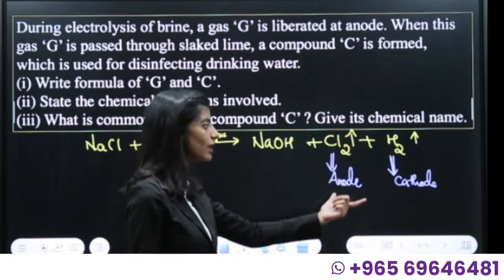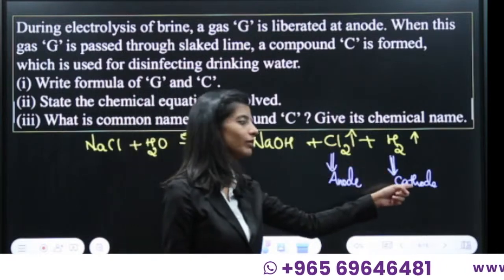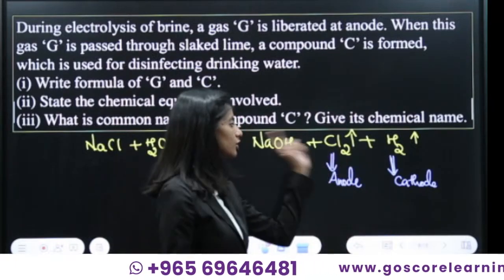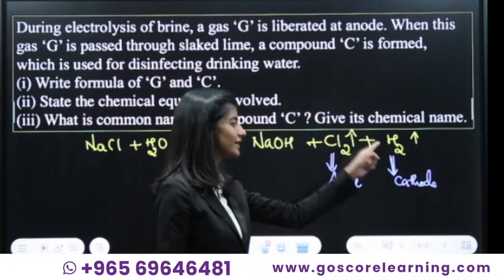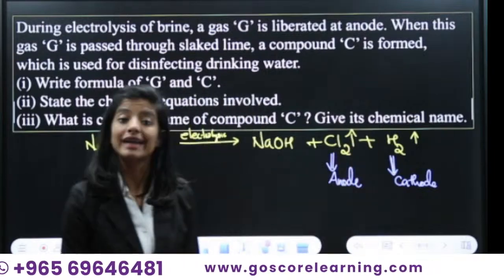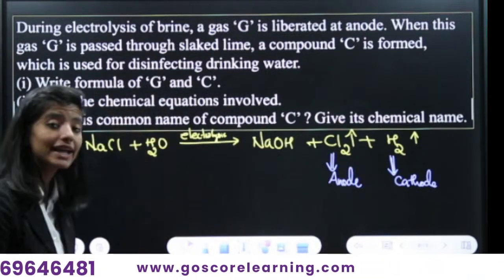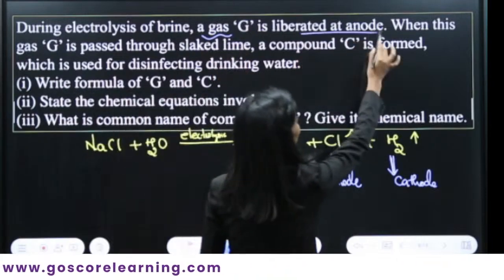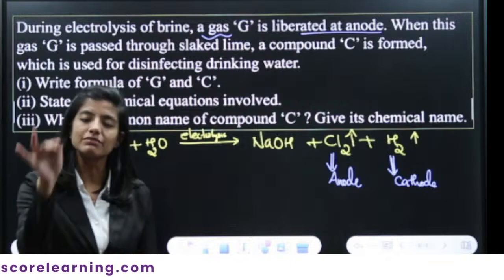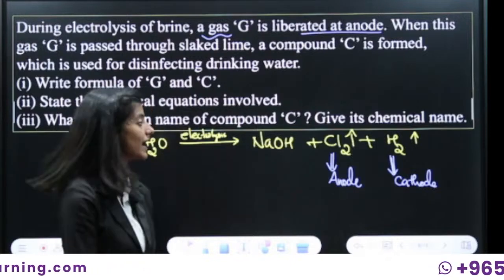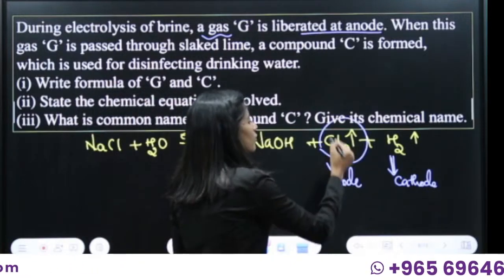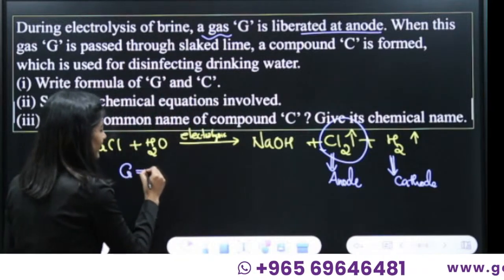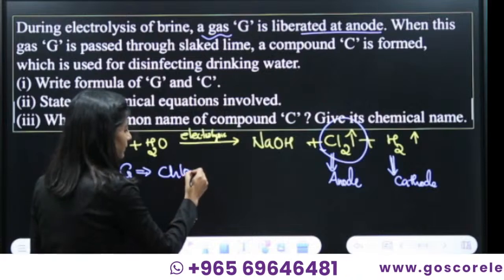So that's how I remember. The chlorine is just the opposite of the cathode, so it will be liberated from the anode, okay? So chlorine will be liberated at the anode and hydrogen will be liberated at the cathode. And in the question, it's clearly mentioned that it is the gas which is liberated at the anode. So from this itself, it is understood that they are talking about chlorine. So the gas G is nothing but your chlorine.